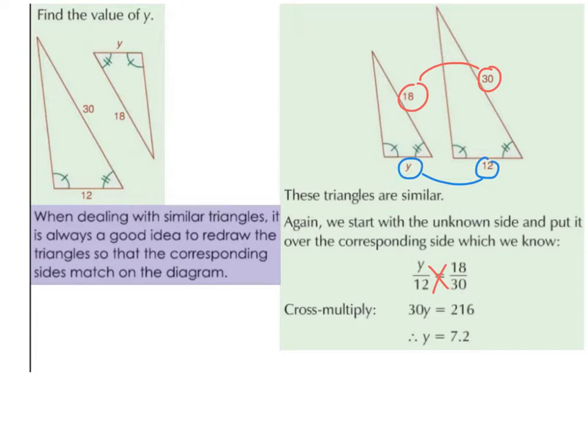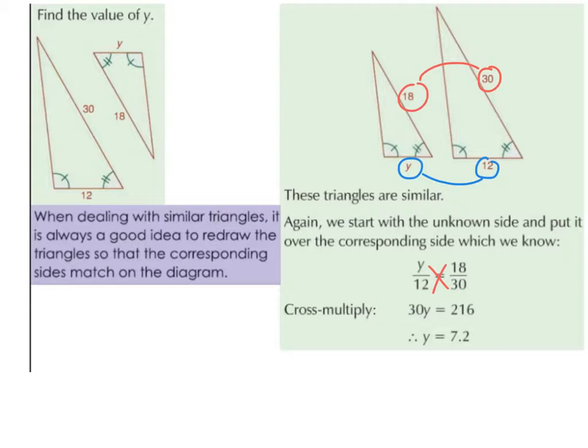The y and the 18 both have to be the numerators. So y and 18 are both the numerators. And the 12 and the 30 both have to be the denominators. So 12 and 30 are the denominators. So y over 12 is equal to 18 over 30. So 18 over 30, cross multiply and solve.